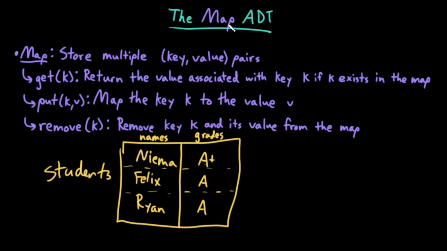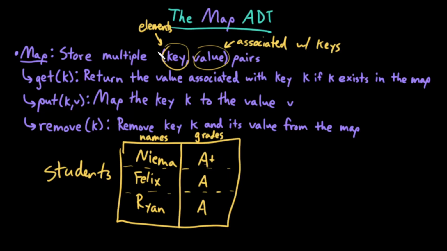The map ADT allows me to do exactly this. So the map ADT allows me to store multiple key value pairs. So keys are my elements, and then I can have some value associated with each key. So I can have values associated with each of my keys. Specifically, the map ADT is defined using the following operations.